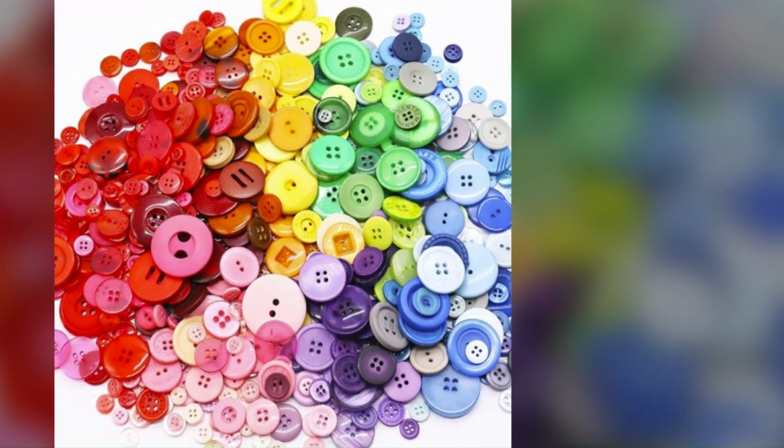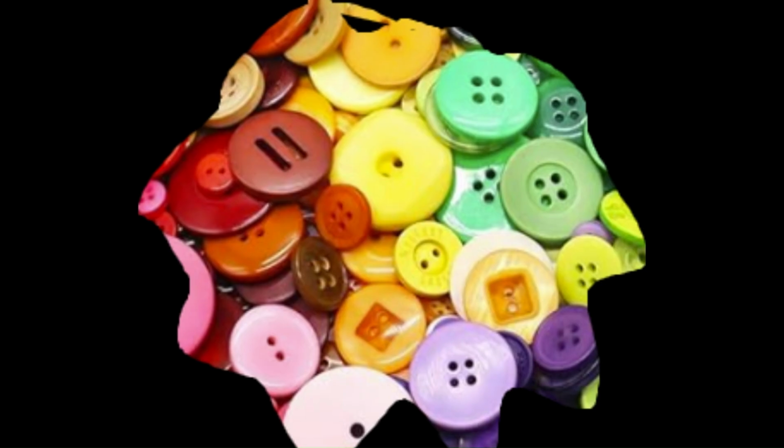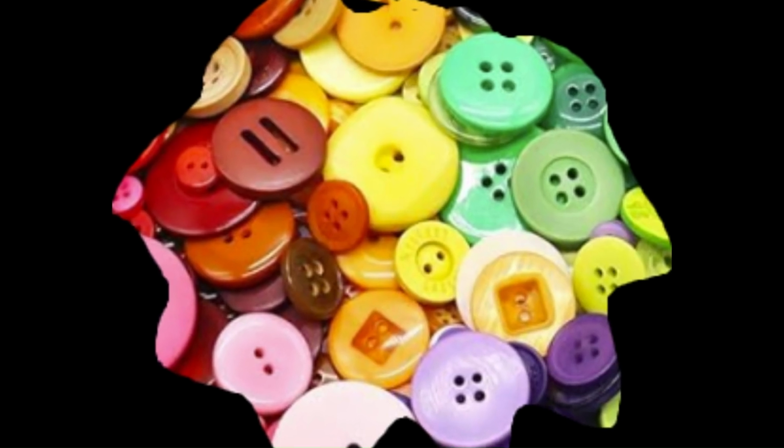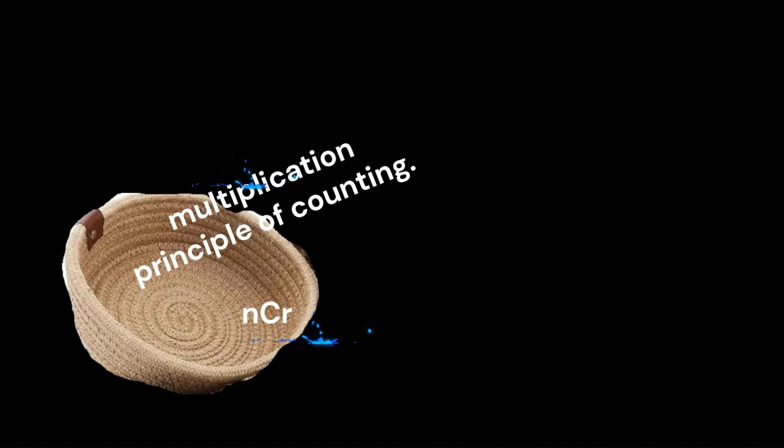If you have n distinct things available, and you have to select any r out of those, the number of ways you can do that is nCr, which expands to n factorial divided by the product of r factorial and (n minus r) factorial, where n factorial is defined as the product of the first n natural numbers. I think we have everything we need to solve the problem now.